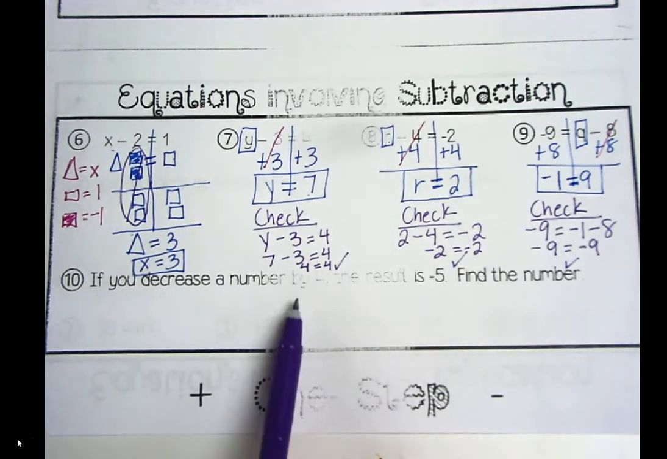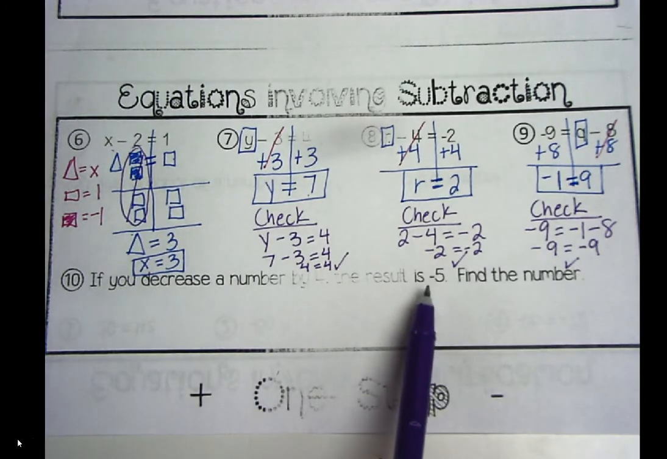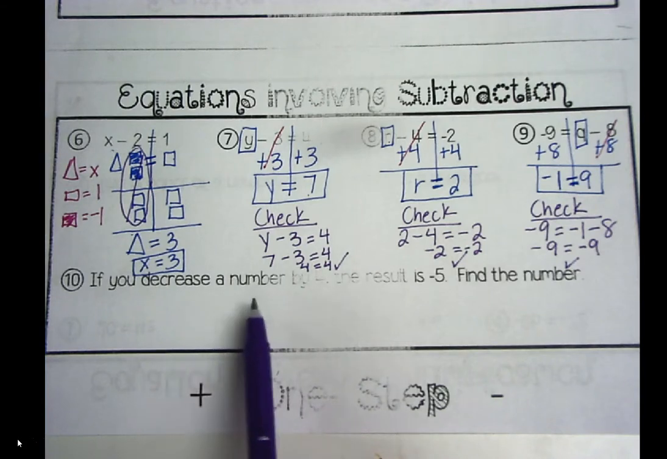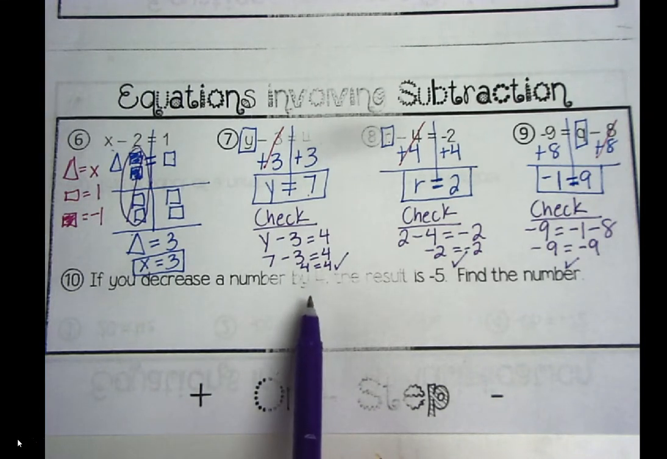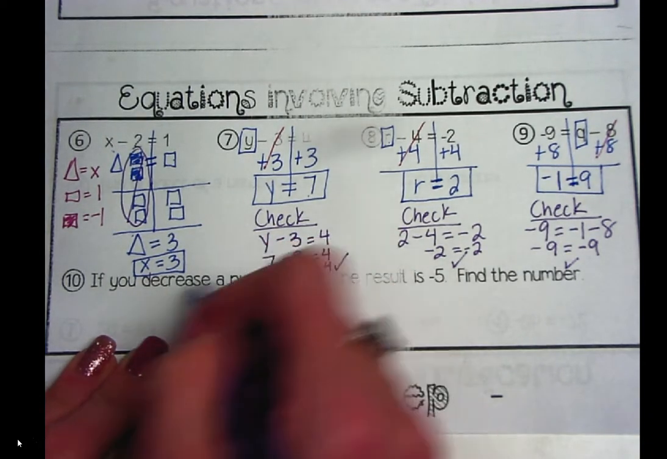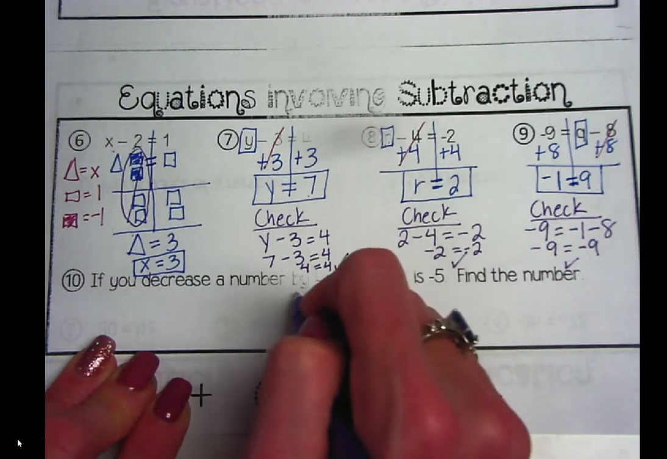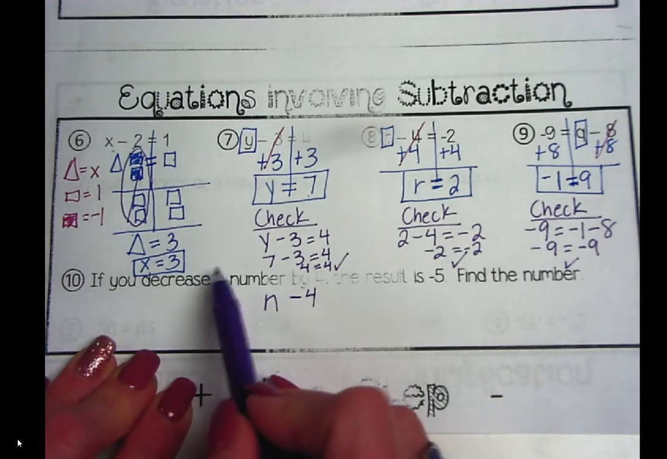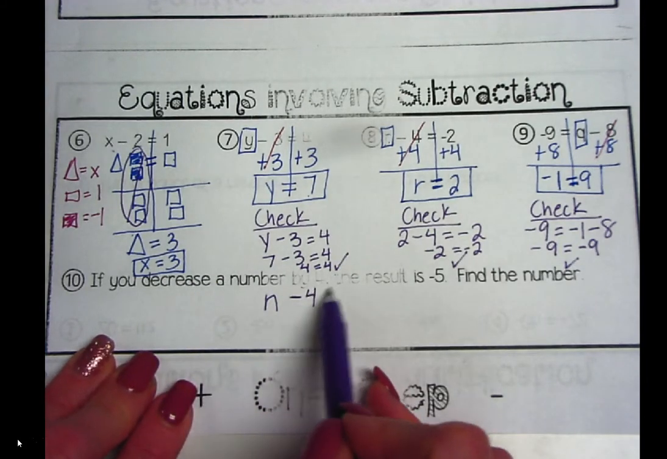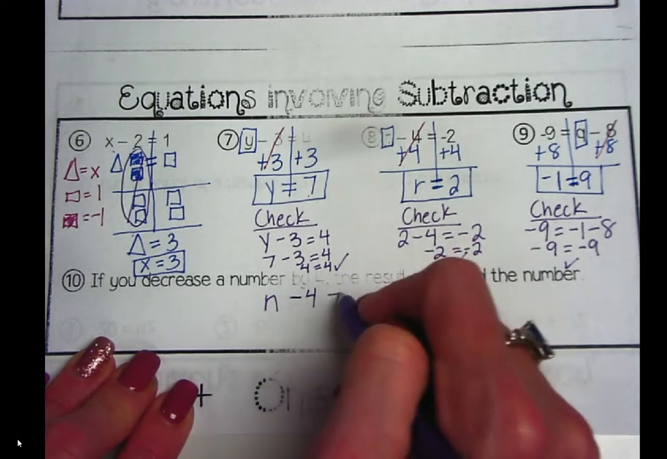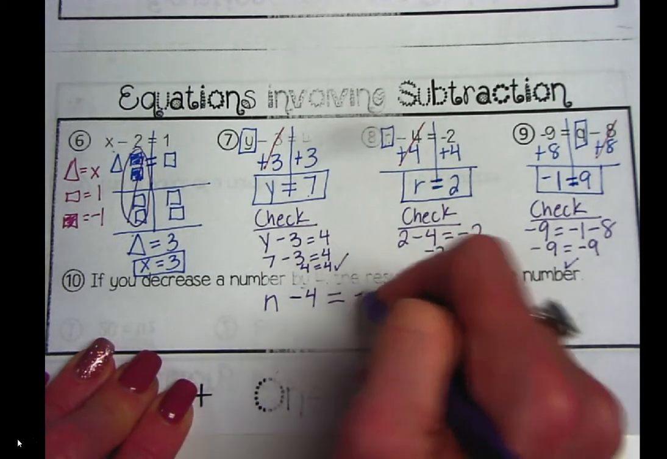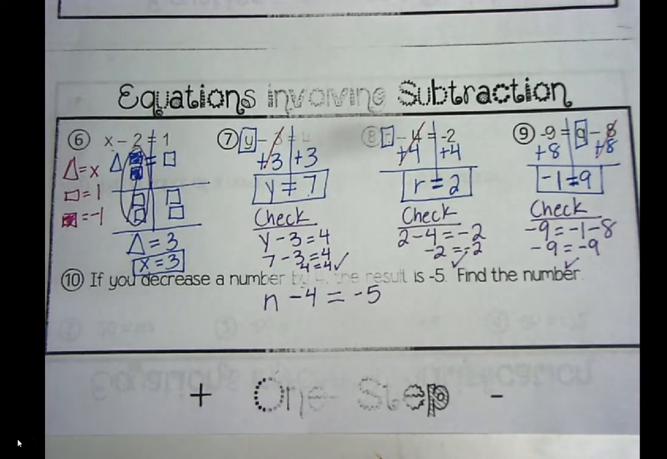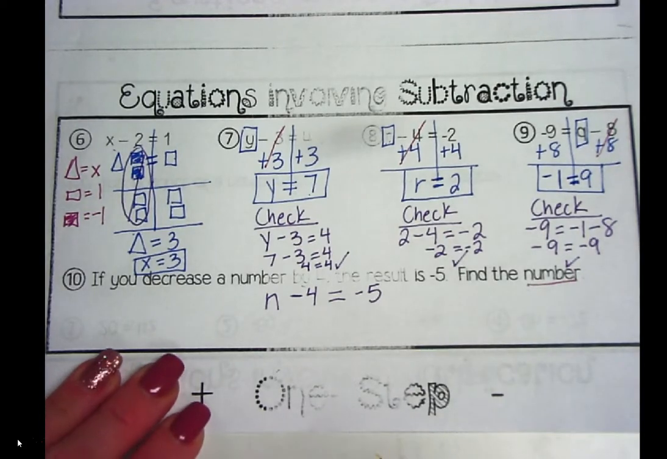This says if you decrease a number by 4, the result is negative 5. So if I decrease a number by 4, what am I doing? I'm subtracting 4. I'm decreasing the number by 4, so I'm subtracting 4 from the number. Okay, it's right there in that order. Decrease a number by 4. The result, which would be equals to, is negative 5. All right? So now that we've written our equation, we're going to find the value of n.